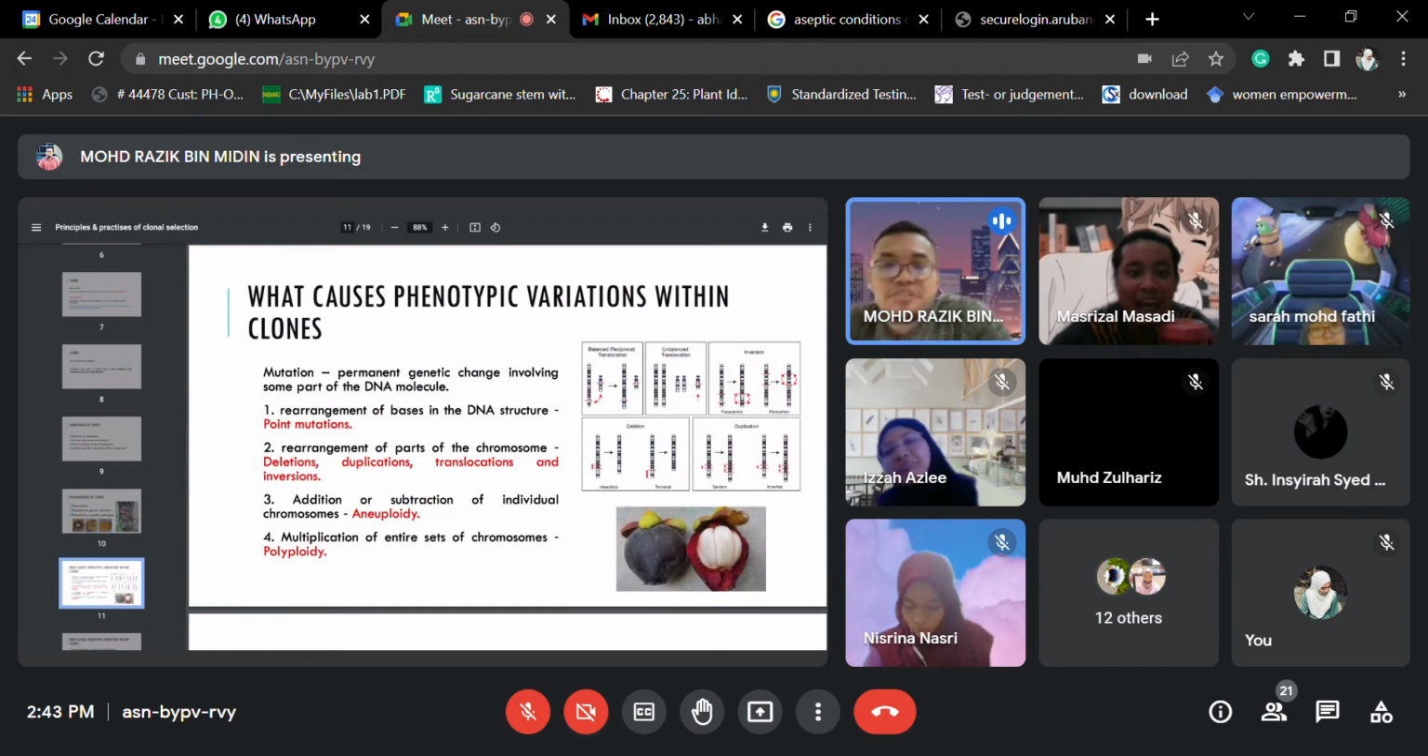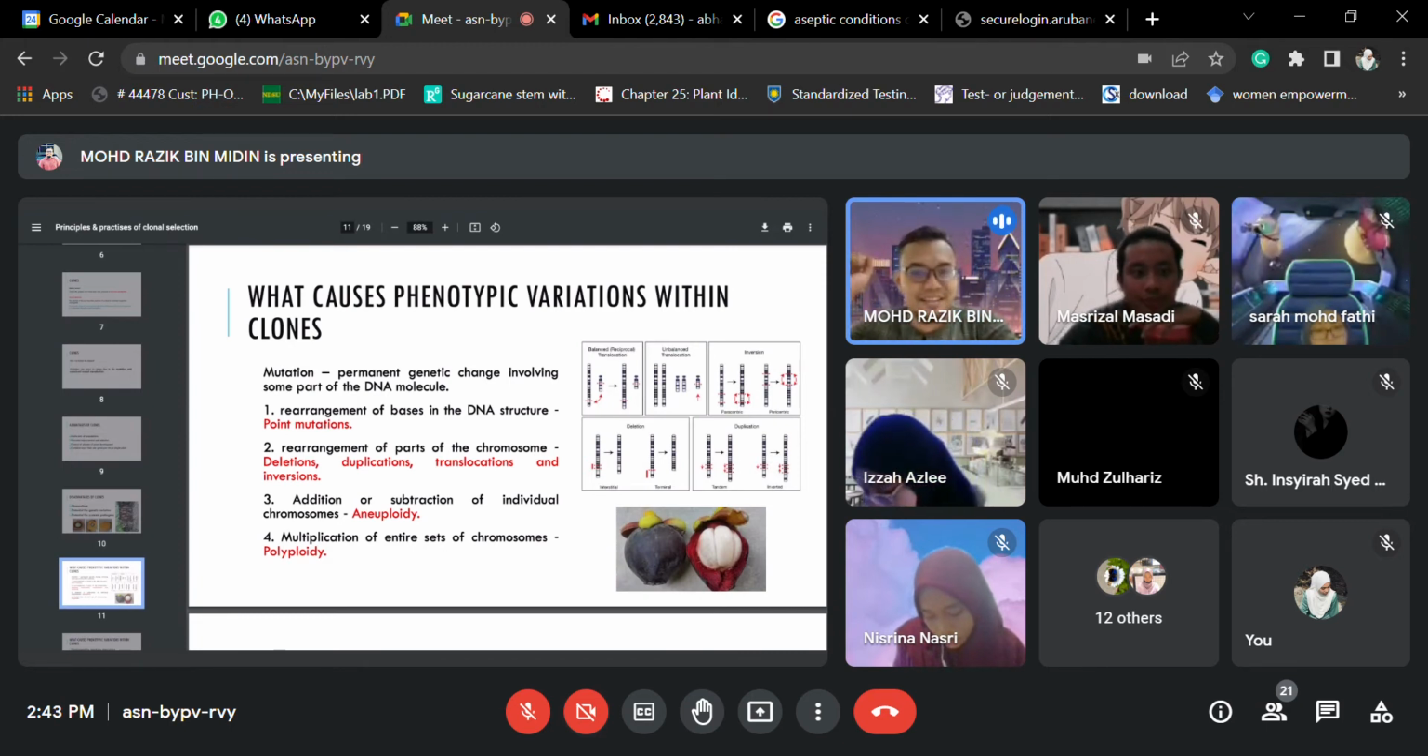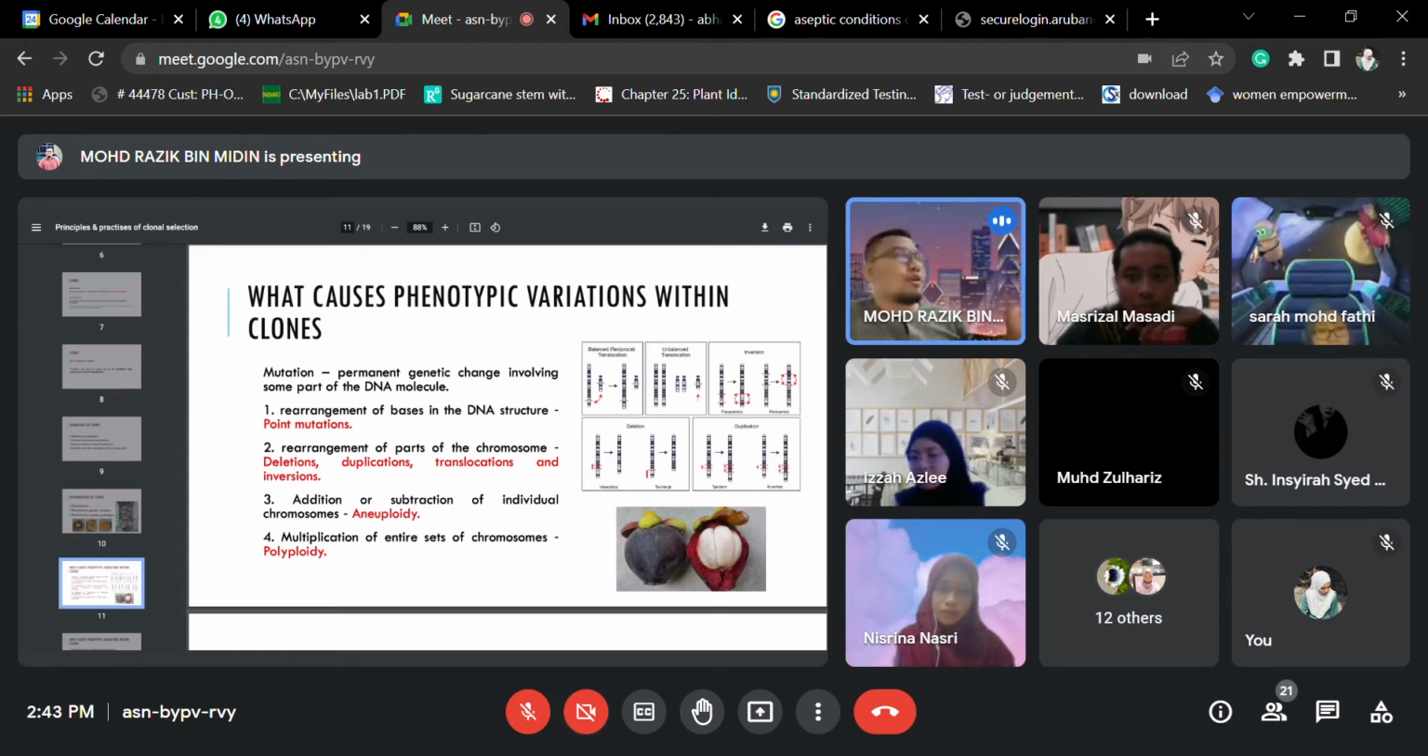What causes phenotypic variation within a clone? Within a clone should mean it consists of similar genetic characteristics. But why is there still phenotypic variation within a clone? When we say phenotypic variation, there must be genetic variation, because genetic variation is expressed by phenotypic characteristics. Right? So we go to the definition of mutation. Mutation is a permanent genetic change involving some part of the DNA molecule.